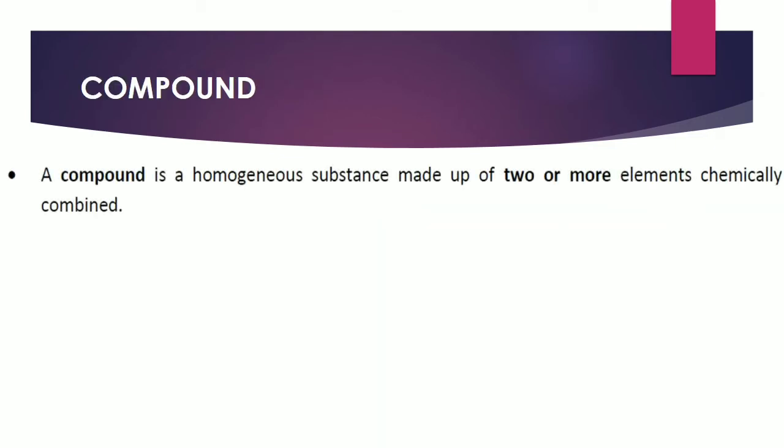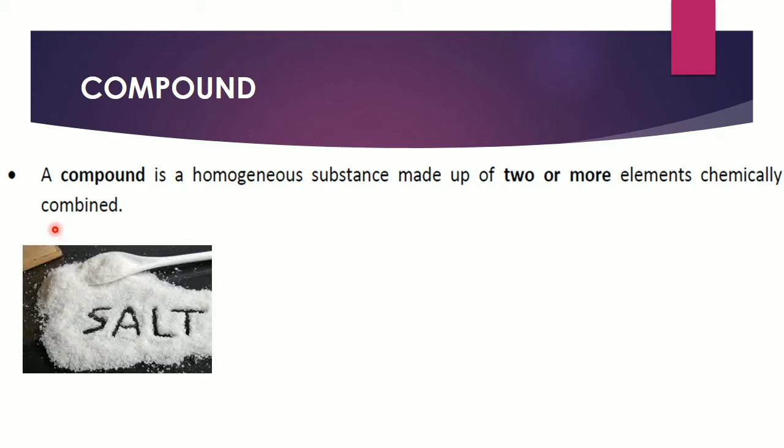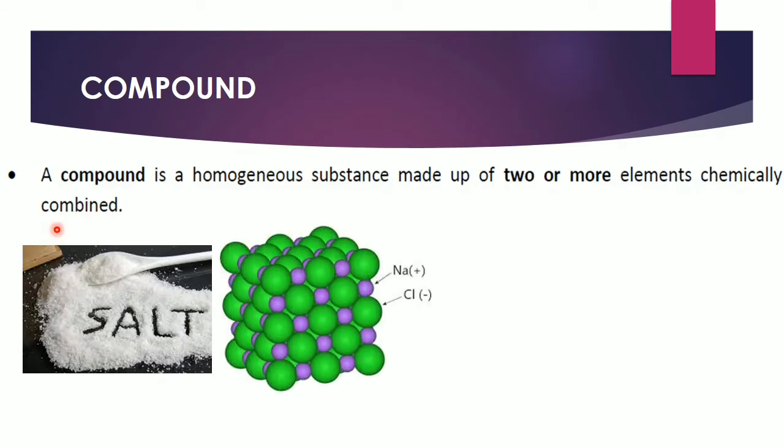A compound is a homogeneous substance made up of two or more elements chemically combined. For example, salt, NaCl. Salt is made of sodium and chloride ions, which are combined by an ionic bond. So there are two elements in salt, which are Na and Cl.